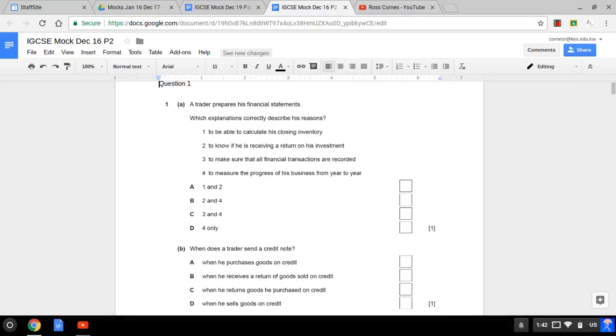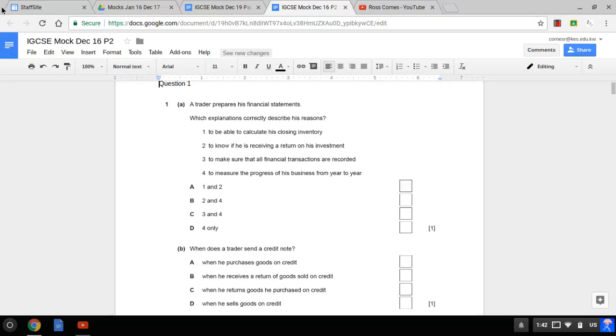I'm going to be looking at mocks of my IGCSE class, taken in Jan 17. These here are on paper 2. Very quickly, there are a number of multiple choice questions. A trader prepares his financial statements. Which explanation correctly describes his reasons for doing it?